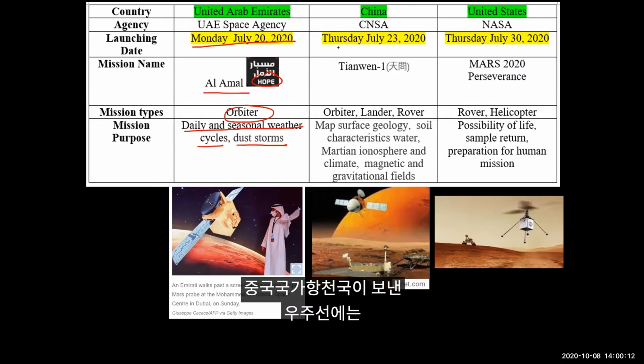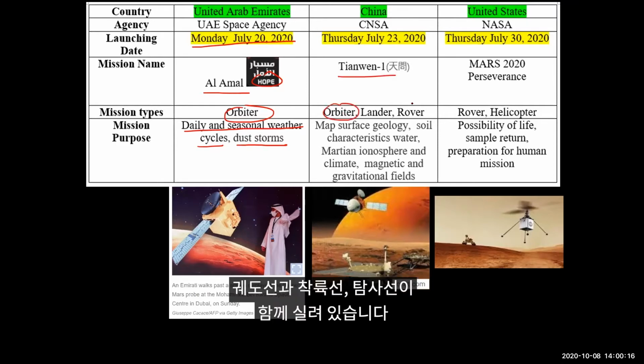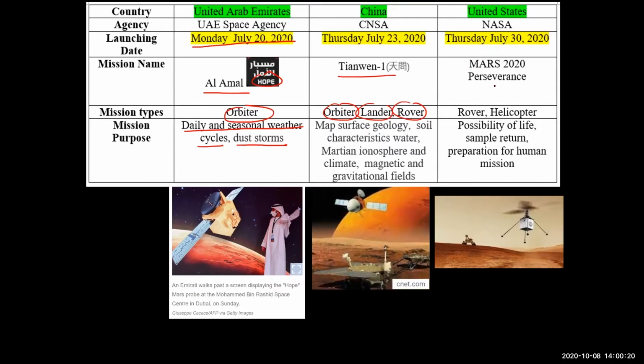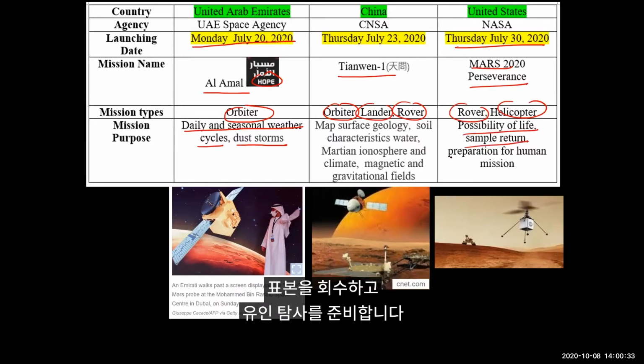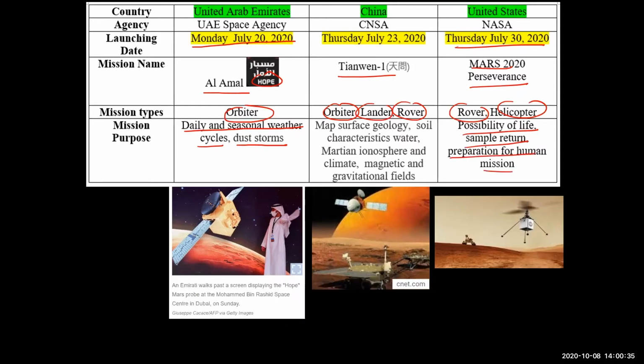And the Chinese Space Agency sent a spacecraft with an orbiter, lander, and rover combined. And then NASA sent out Perseverance, which is a rover, and a helicopter. The focus will be on finding whether life ever arose on Mars, sample return, and preparing for human missions.